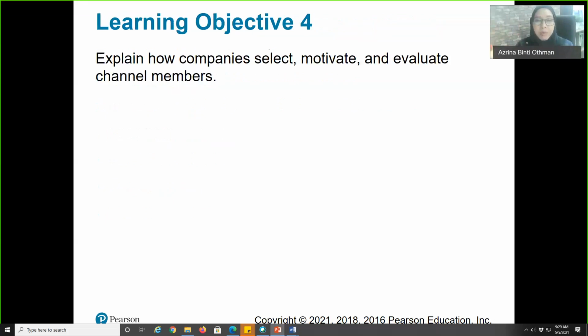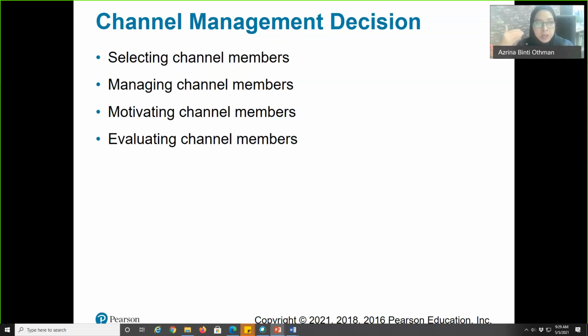How company select, motivate and evaluate their channel members? Sebab kita tahu when we have channel members, when we have intermediaries, we are dealing with other entity. Kita ada wholesaler, retailers, sales agent, marketing intermediaries, for example, like dropship. Mereka adalah manusia. Kebanyakan manusia lah. So we need to select, we need to choose, we need to motivate them, and we need to evaluate on their performance. So how to select, how to manage, how to motivate, how to evaluate channel members. This is under channel management decisions. Ini keputusan-keputusan yang kamu kena buat.